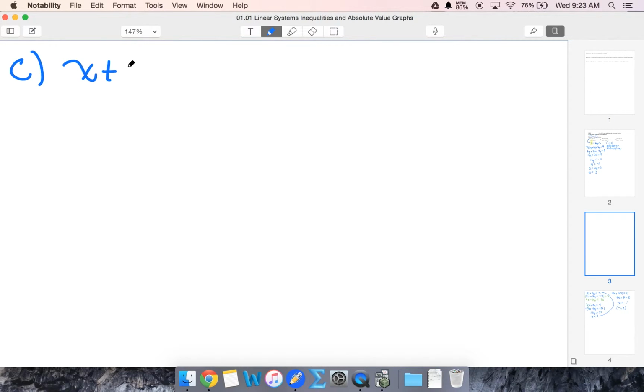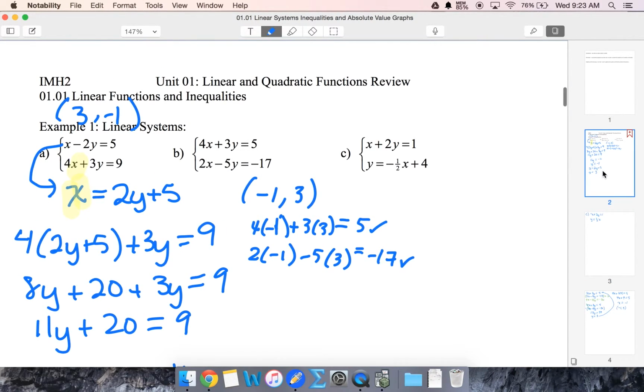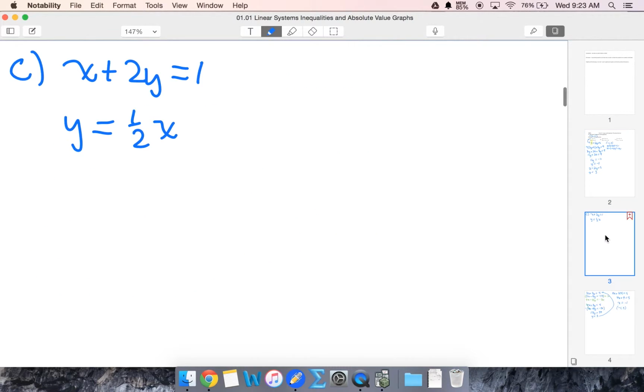So we had x plus 2y is 1, and y is negative a half x plus 4. If I was going to graph this one by hand, then I'm looking for points that make this true. If x is 1 and y is 0, that makes this equation true. If x is negative 1 and y is 1, that also makes this equation true.